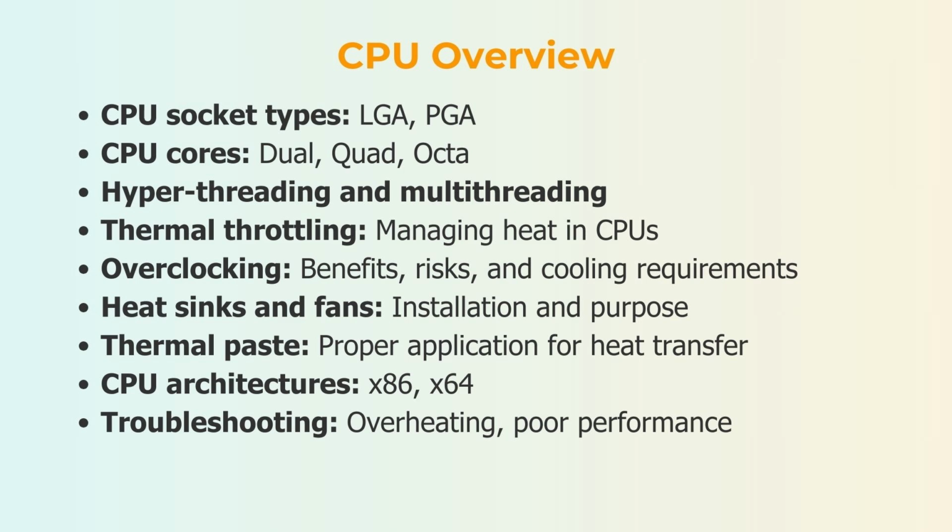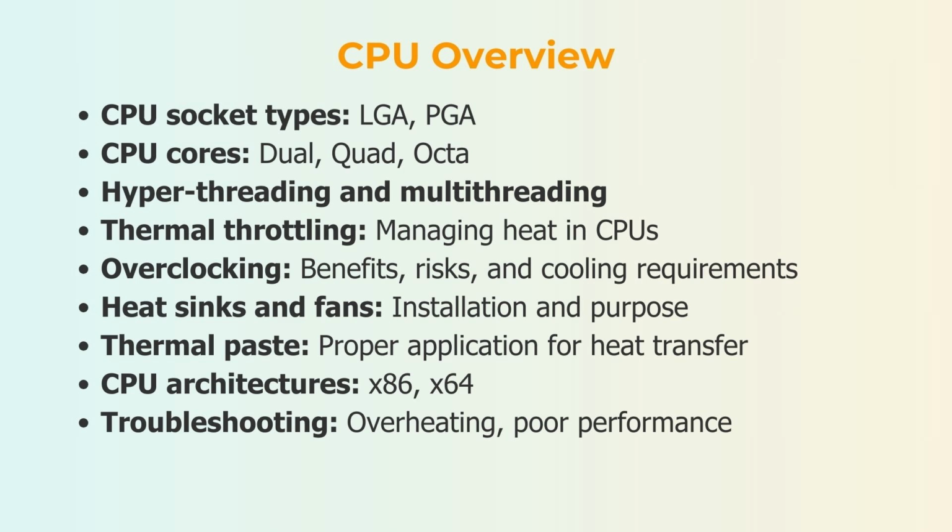The CPU, Central Processing Unit, is often called the brain of your computer. It handles all the instructions and calculations your system needs to run smoothly. CPUs come in different socket types like LGA and PGA, which refer to how the CPU fits in the motherboard. You'll need to know how different types of CPU cores like dual-core, quad-core, or even octa-core affect performance. More cores usually means better performance because the CPU can handle multiple tasks at once.